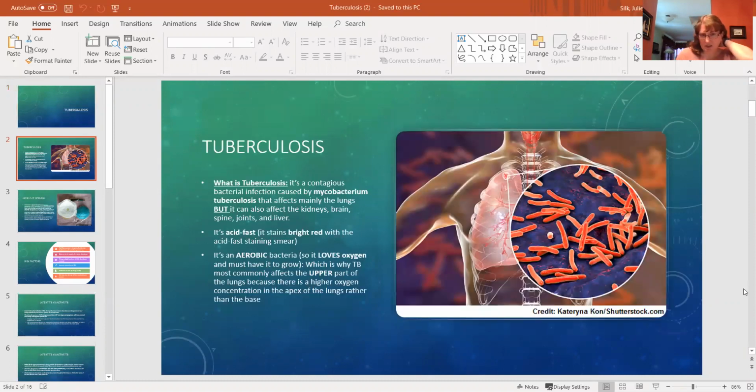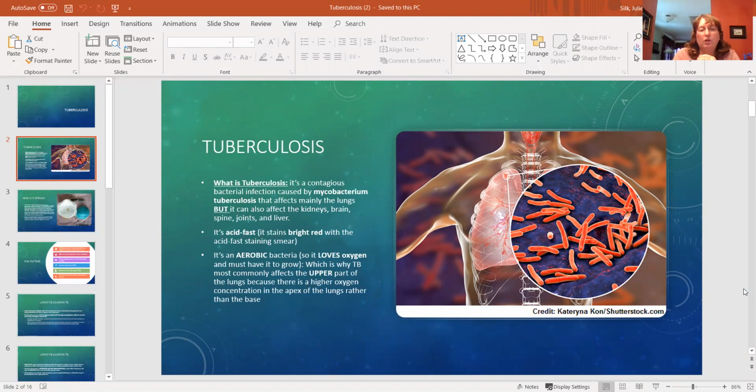this is a contagious bacterial infection that's caused by Mycobacterium tuberculosis. It can affect your lungs mainly, but it can also affect other areas of your body too. So things like the kidneys, the brain, the spine, the joints, and the liver. This is an acid-fast type of bacteria, so it stains bright red in an acid-fast staining smear. So like on this picture here, you can see how the bacteria itself is red.